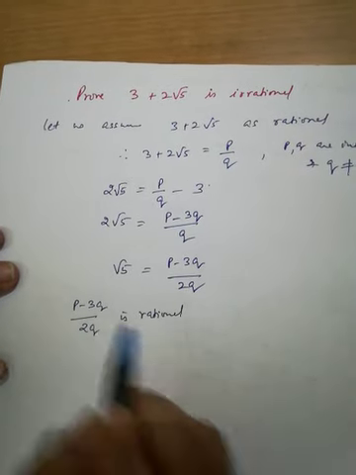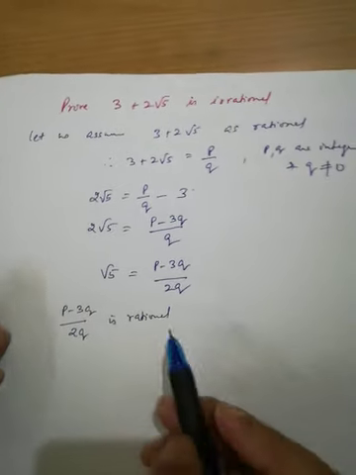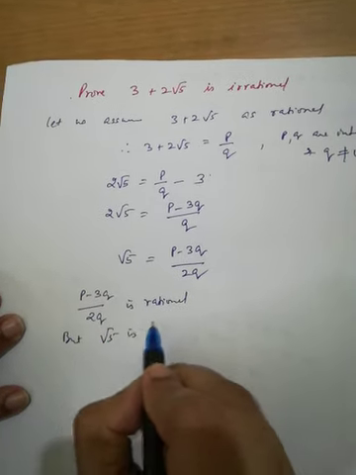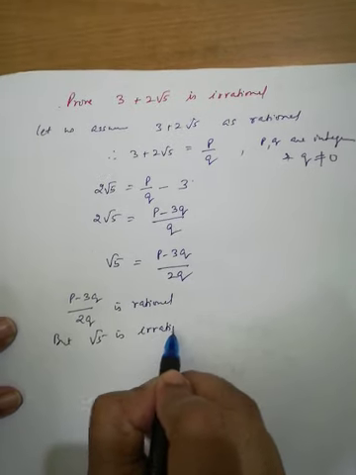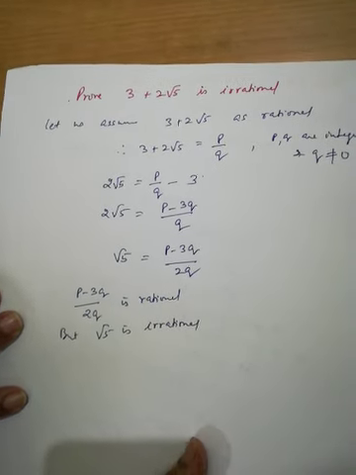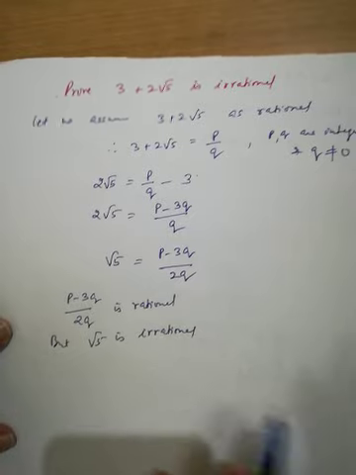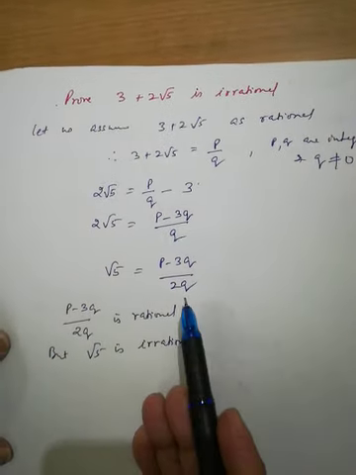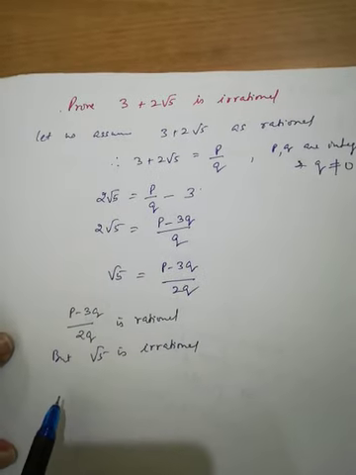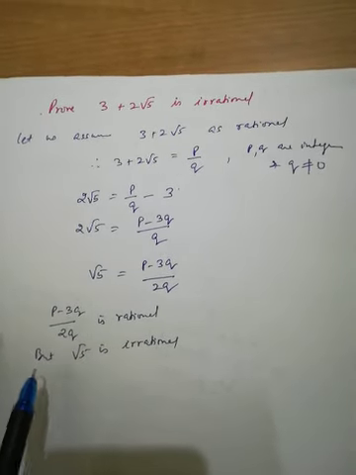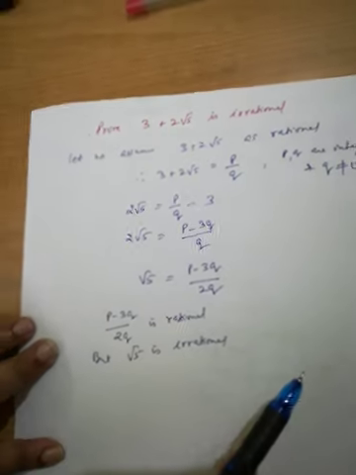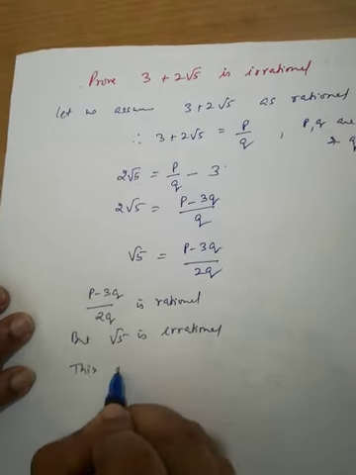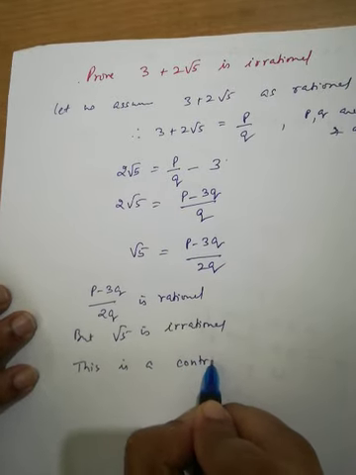Because this is an integer, and q not equal to 0, so 2q also not equal to 0. But root 5 is irrational. Why? Because we have proved it. Just now we proved root 2 irrational. Similarly, root 5 is irrational. So you can see here, the right hand side is rational and the left hand side is irrational, and both are equal. How is it possible? This is not possible at all. That means this is a contradiction. Okay, you have to write this is a contradiction.